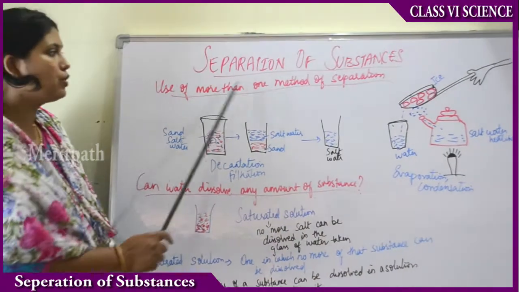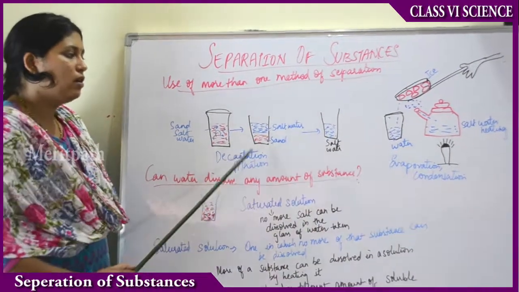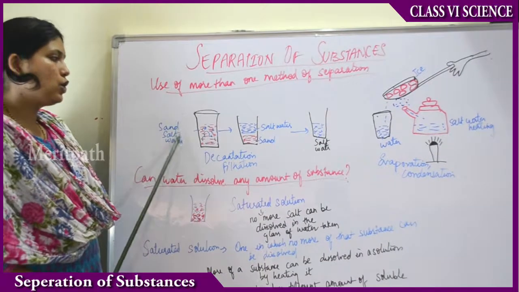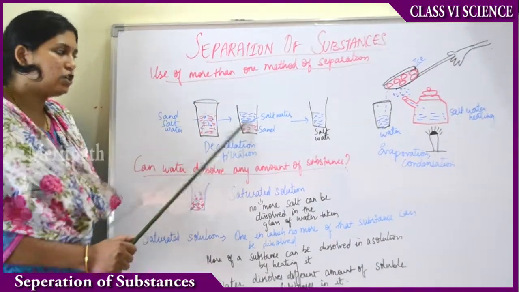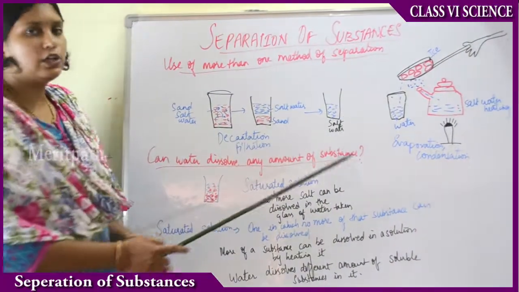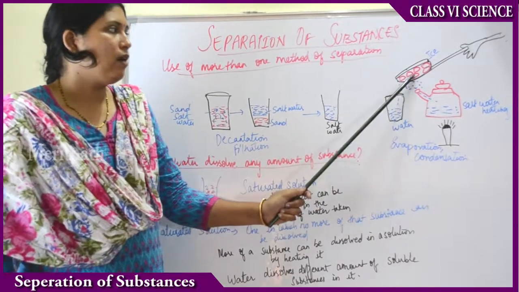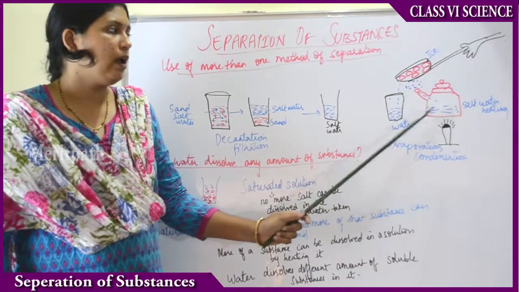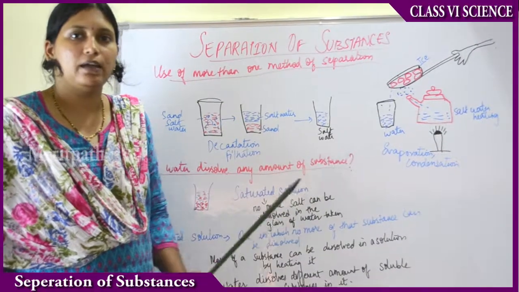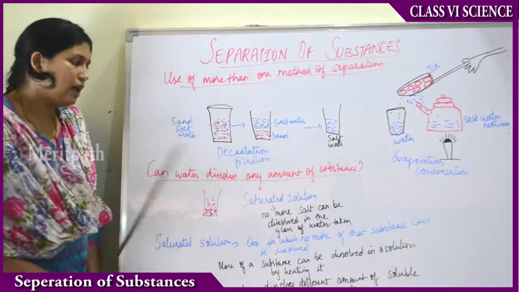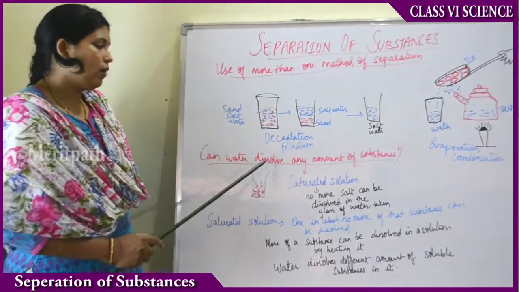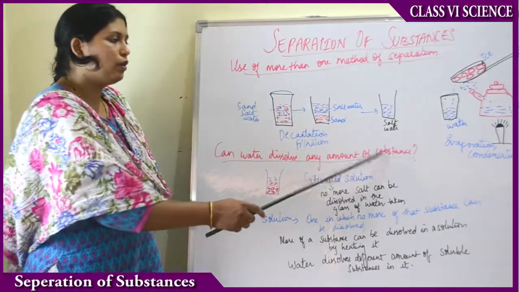So this is the use of more than one method of separation. Here to separate sand, salt and water, we have used sedimentation, decantation, filtration, evaporation, and ice helped in condensation, and lastly the salt was left behind. So this was clear. Now the last topic is, can water dissolve any amount of a substance?